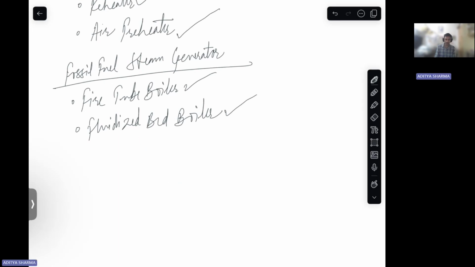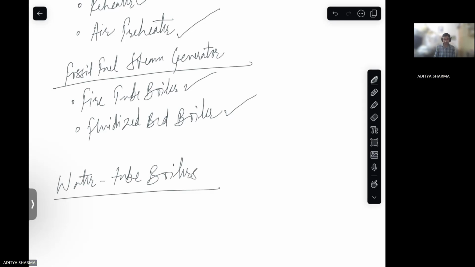next type of boiler, that is your water tube boiler, right? So this is the major type of boiler around which the discussion revolves in the coming two lectures. Before that, I just skipped one thing.